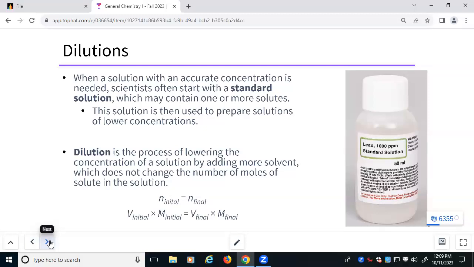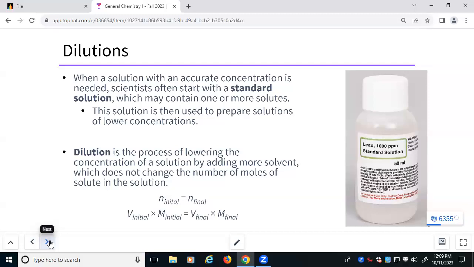And with dilution, remember what we ultimately are banking on is the idea that when we pull that subsample out of this solution, the number of moles of that subsample do not change regardless of how much water we add to this. So if I take half of this out and dilute it to 100 milliliters, that's great. The number of moles didn't change. If I dilute it to 600 milliliters, the number of moles didn't change. If I dilute it to 2 liters, the number of moles didn't change. All that changed was the total volume.